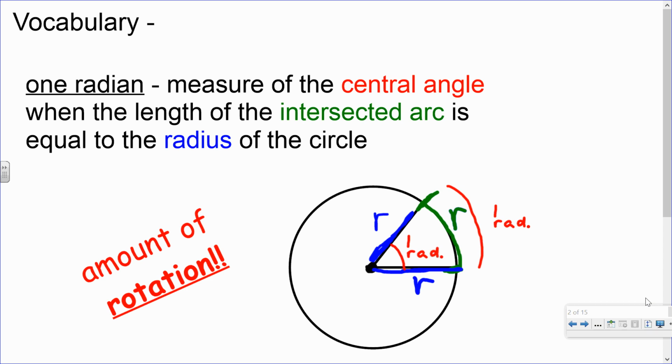All angles are just a way of measuring how much we are rotating around the circle. So a radian is going to be when our arc length is the same as the radius. So when we have gone 1 radian around the circle, that means that the arc length is the same as the radius. That is 1, and at that point, the measure of the angle is 1 radian.